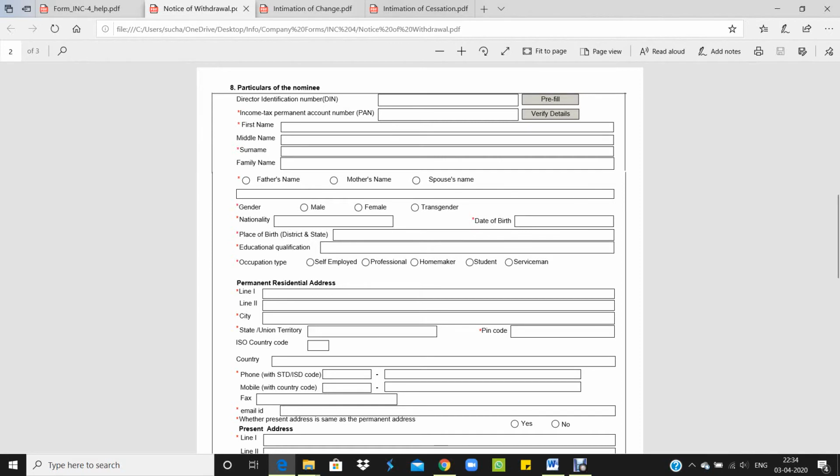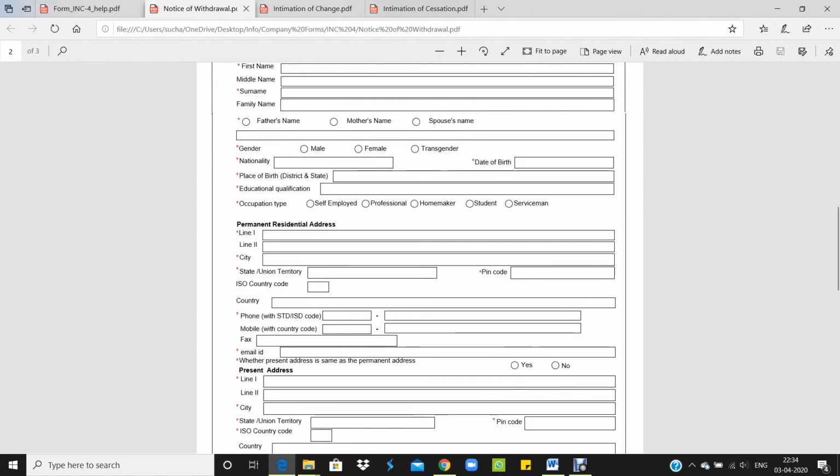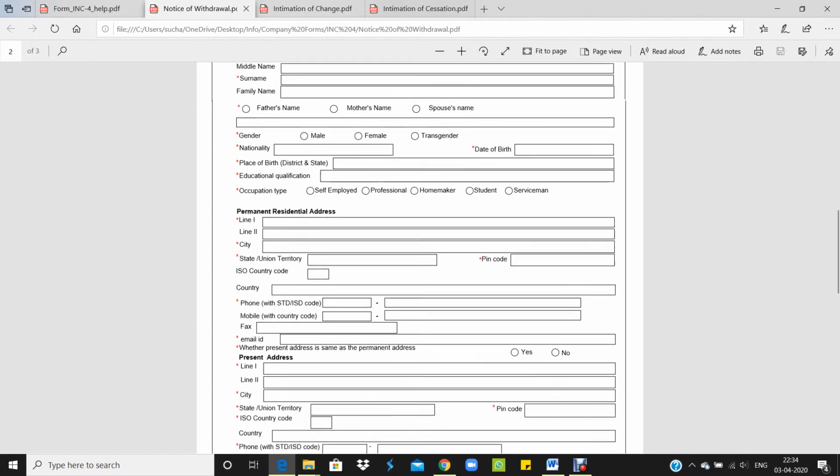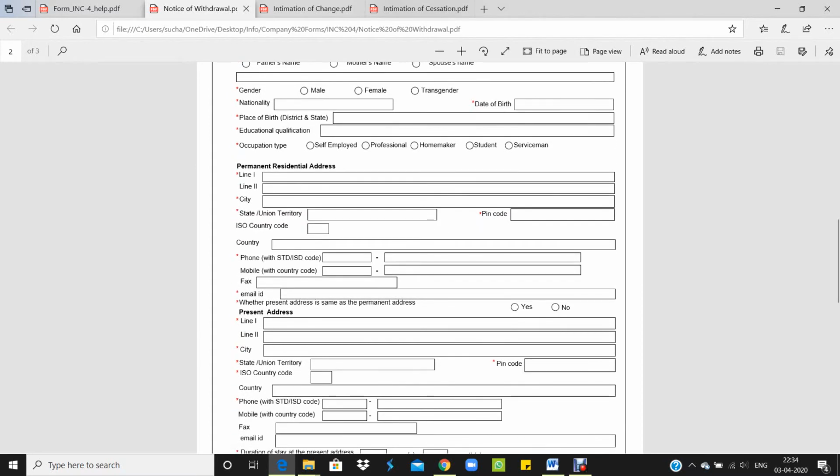Then his first name, surname, father's, mother's, or spouse's name which he wants to give, and the gender of the nominee, nationality, date of birth, place of birth, educational qualification, and occupation type. Whether the nominee is self-employed, a professional, a homemaker, a student, or in service has to be mentioned. The permanent address, the residential address of the nominee, has to be given, and the present address has to be given.